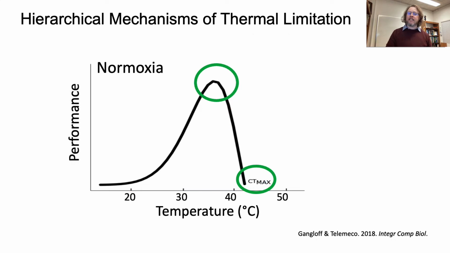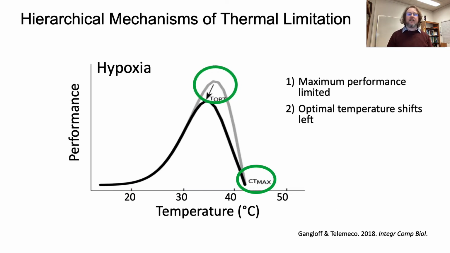We can then look at this in thermal performance curve form this way. So here's the thermal performance curve at normoxia. When we expose the animal to hypoxia, we expect the whole curve to move down and a little bit to the left as maximum performance becomes limited and the optimal temperature shifts to the left. CT max in this case has not been affected because aerobic T-crit is still well to the right of subcellular T-crit.